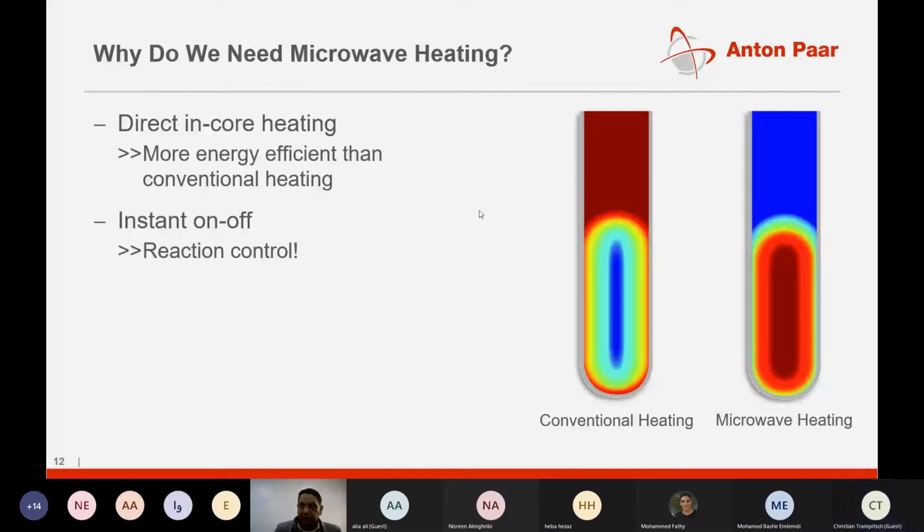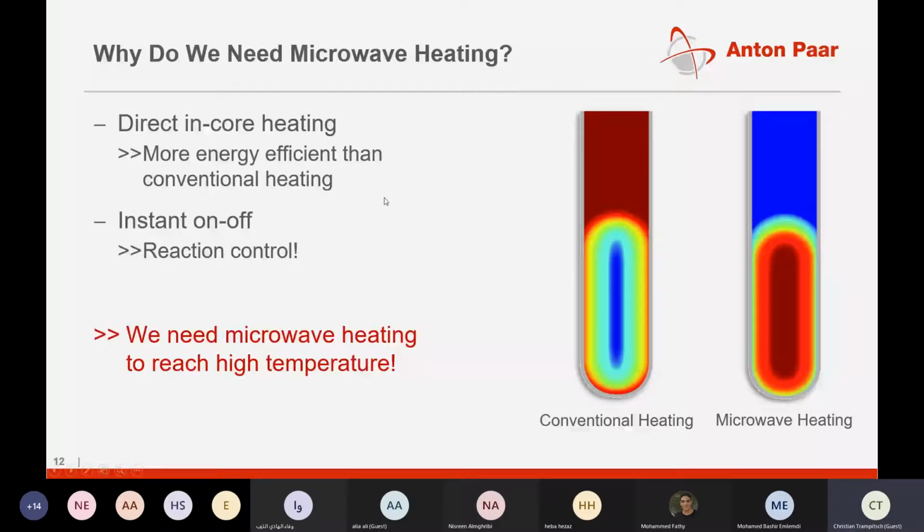If you switch it off, immediately it stops heating. That's a very important feature when we're talking about reaction control. And those of you who already are digesting samples, especially fatty foodstuff, know that fatty samples with nitric acid can react quite heavily, quite exothermically, when you heat them too quickly. So for reaction control of these reactions, microwave really provides a high benefit. So we apply microwave heating just to reach high temperature.